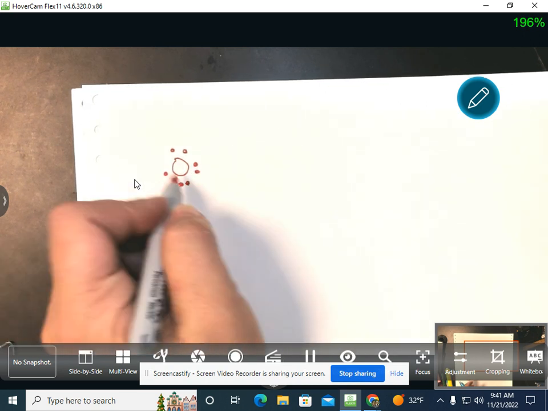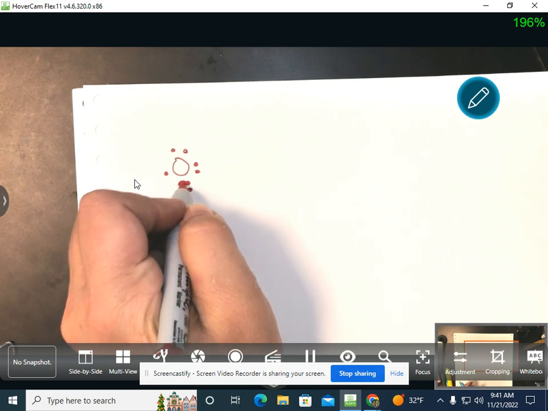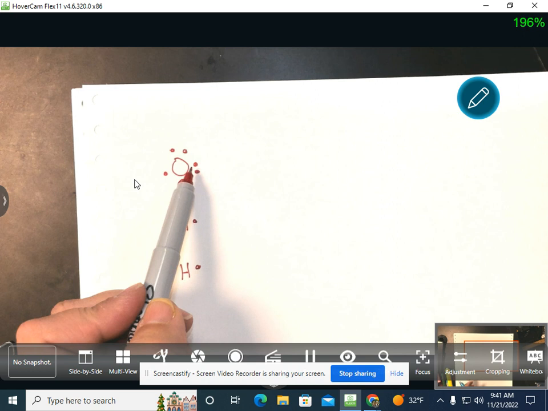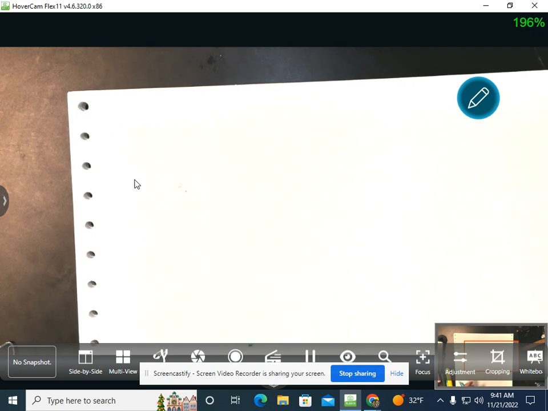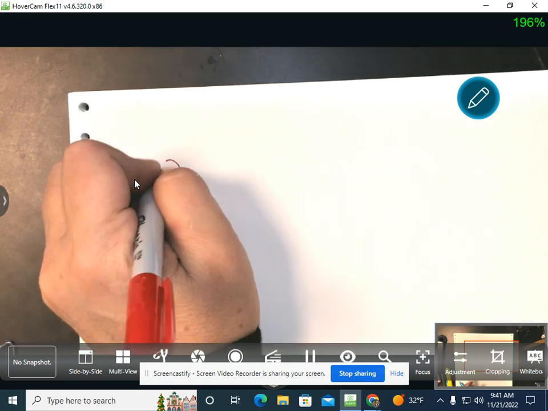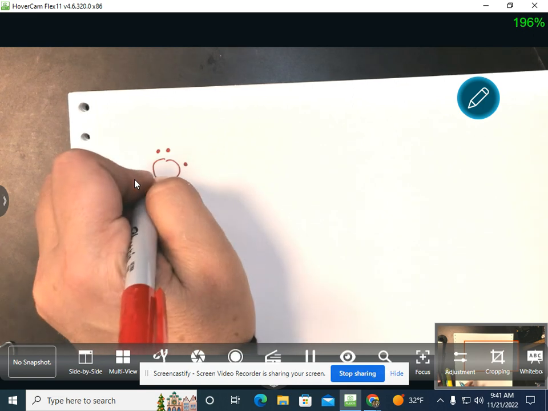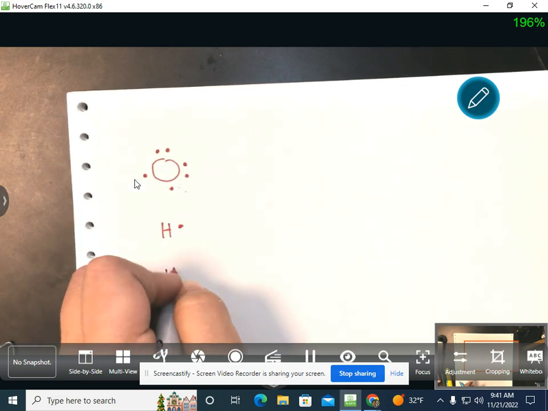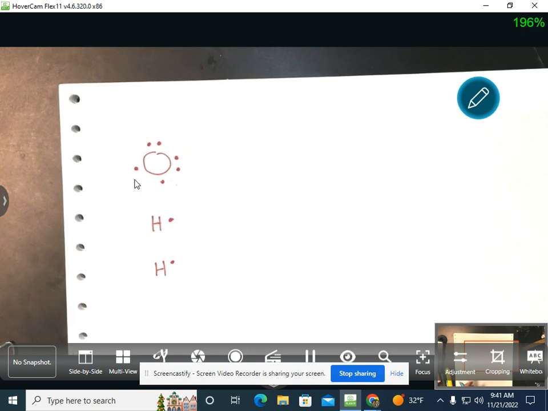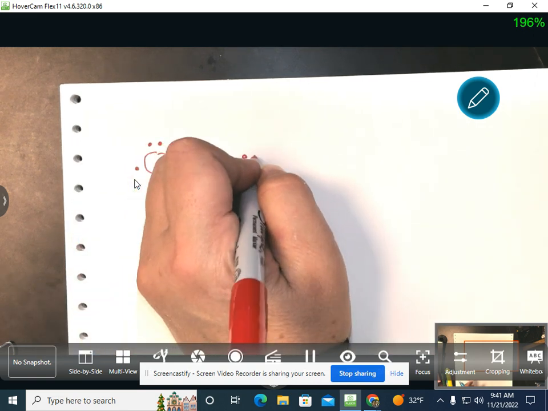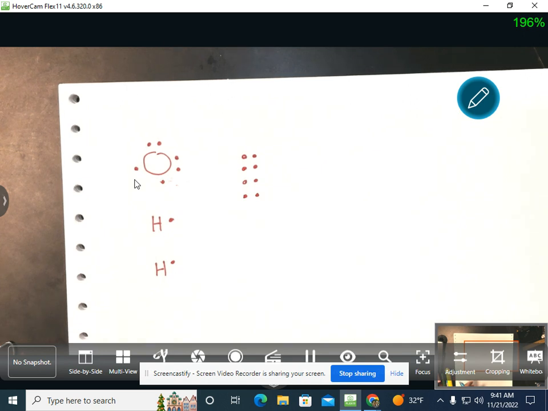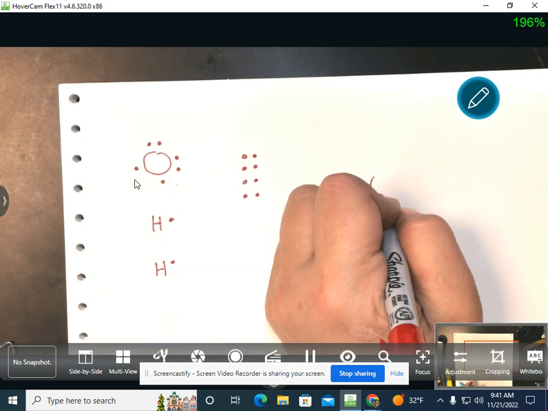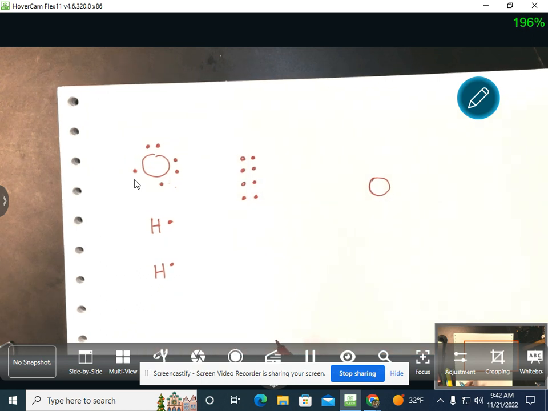Wait, did I count wrong? I said 6, and then I drew 7. 1, 2, 3, 4, 5, 6. Okay, now we got it. That means there are 4 pairs. 1, 2, 3, 4. What element goes in the middle? Oxygen goes in the middle. It's the element that there's only one of that goes in the middle.